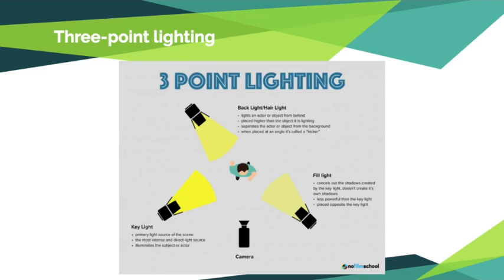And then obviously, like we talked about just then, you've got the backlight at the back, which is also called a kicker when placed at an angle, and it separates the actor or the object from the background and creates more distinctive lines and images.